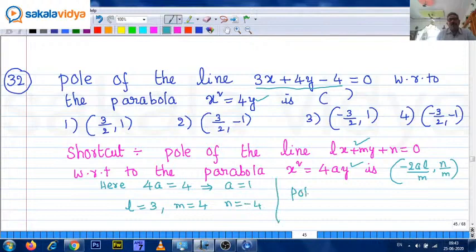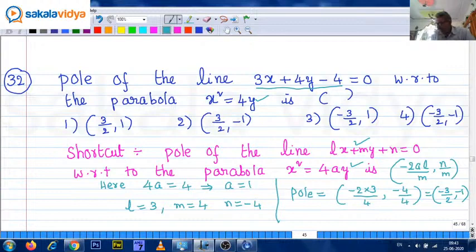Now according to the formula, the pole will be minus 2a, that is minus 2 times 1 times 3 upon m which is 4, comma n means minus 4 upon 4. This equals to minus 3 upon 2, comma minus 4 by 4 is minus 1. So now you can expect the answer.